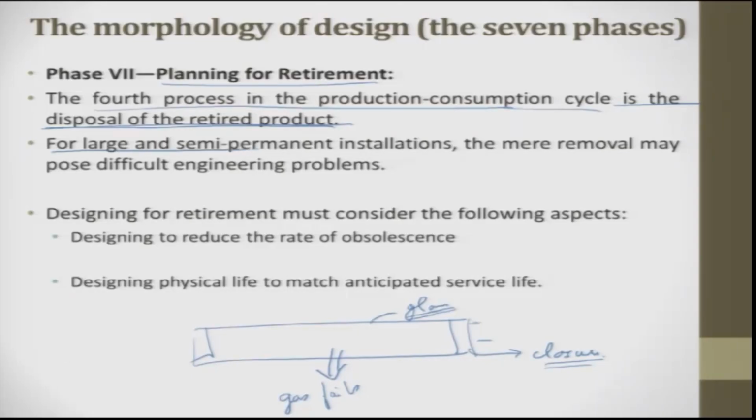For large and semi-permanent installations, the mere removal may pose difficult engineering problems. So, designing for retirement must consider the following aspects: design to reduce the rate of obsolescence, and design physical life to match anticipated service life. This is what I was trying to explain with the tube light example. So, with this we come to an end of lecture 4.